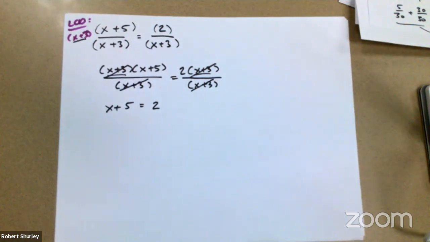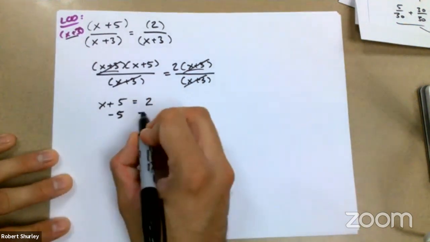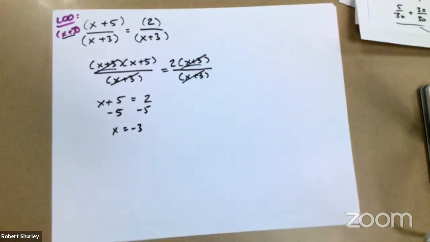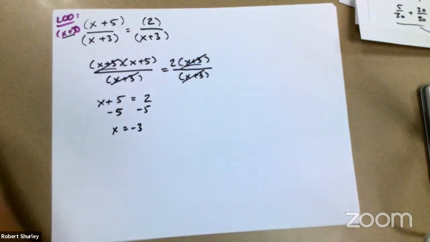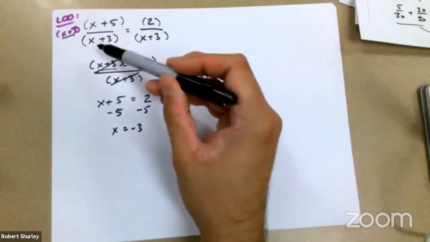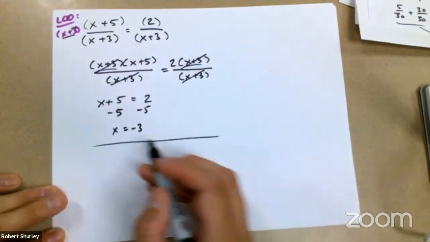X plus 5 equals 2. Subtract the 5, and you wind up with x equals negative 3. Okay? So it's not bad. I mean, this one's really easy. And the reason it's really easy is because when we started, the denominators were the exact same. But I'm going to check it again because it's so easy.